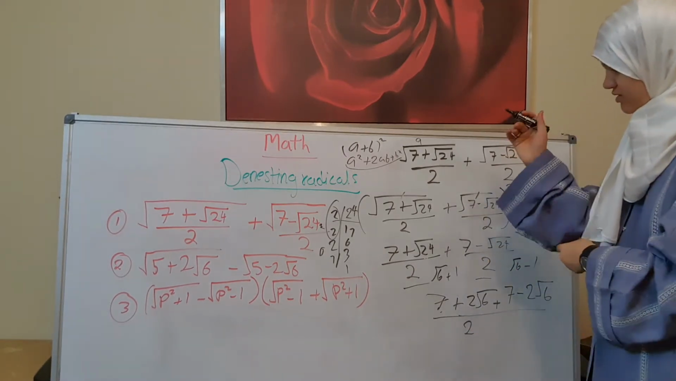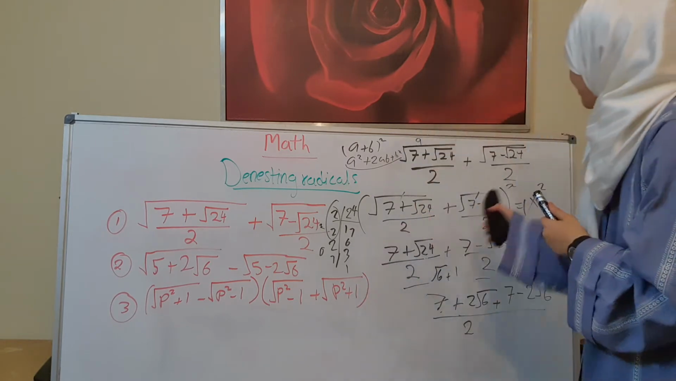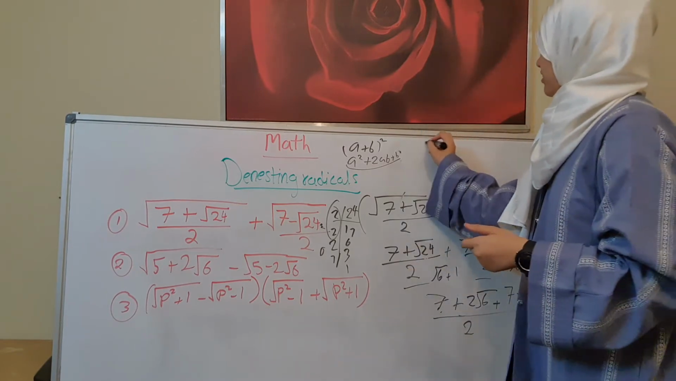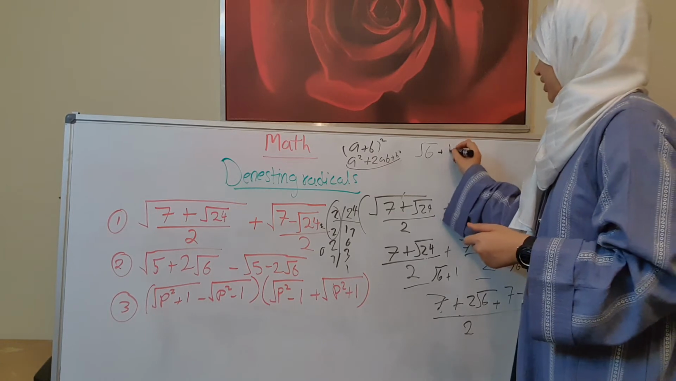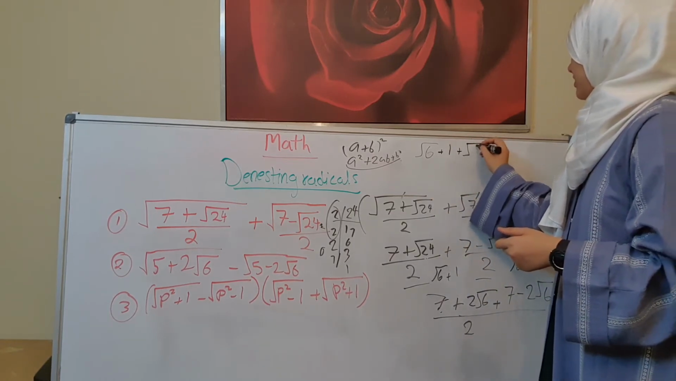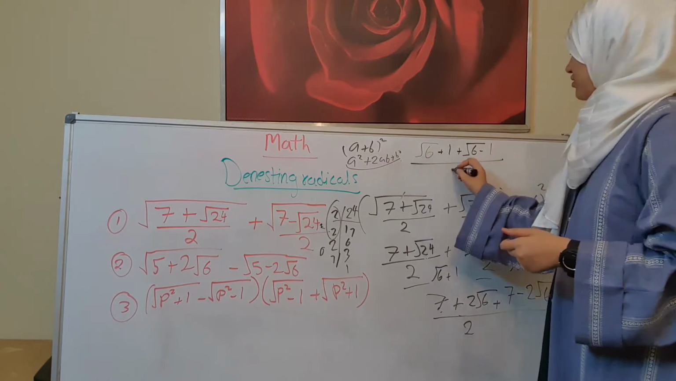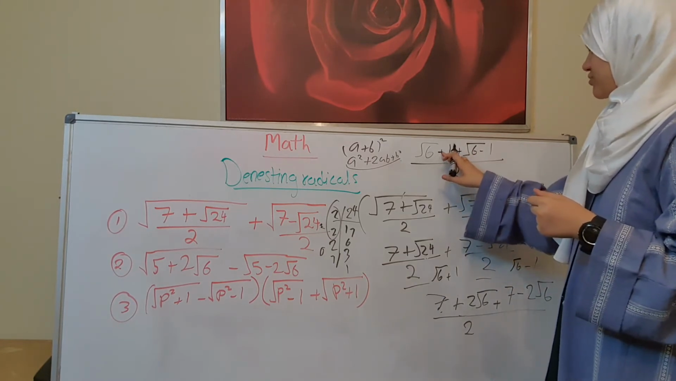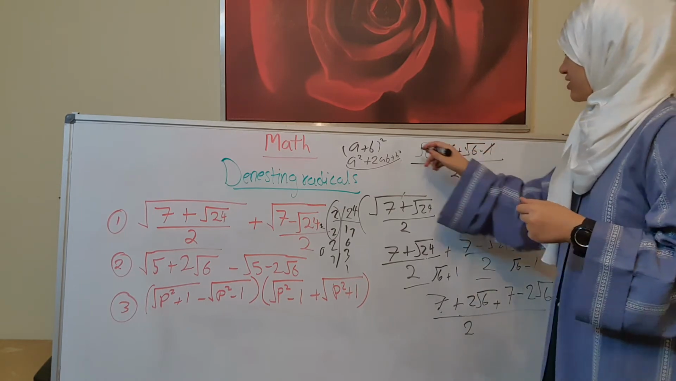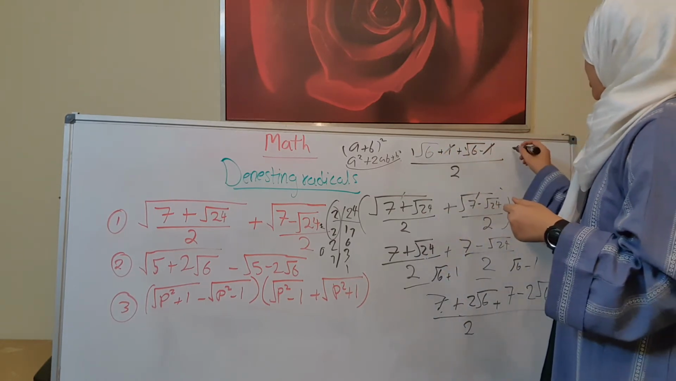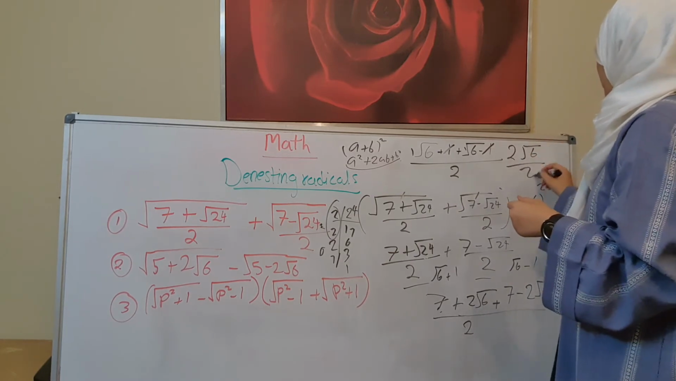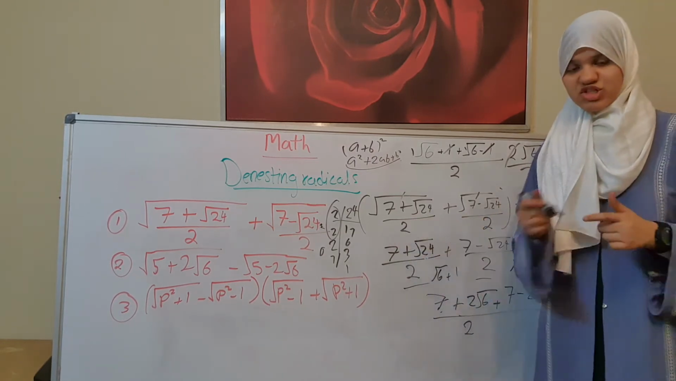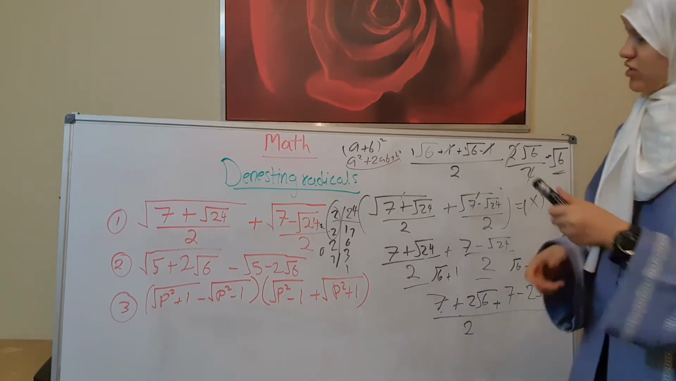So from above, we have radical 6 plus 1, plus radical 6 minus 1, over 2. Radical 6 is the same, the plus 1 and minus 1 cancel, so it will be 2 radical 6 over 2. We cancel 2 with 2, and the final answer is radical 6. This is the final answer for the first question. Now let us go to the second question.